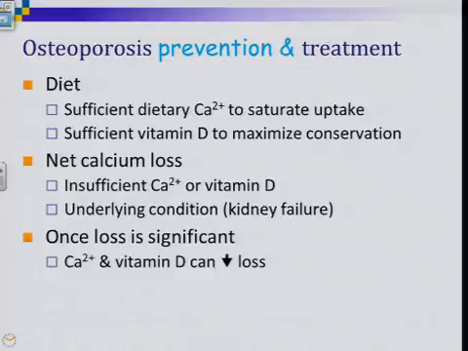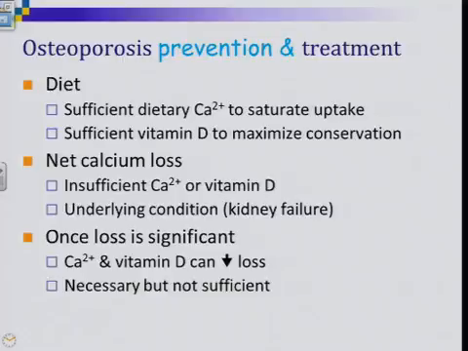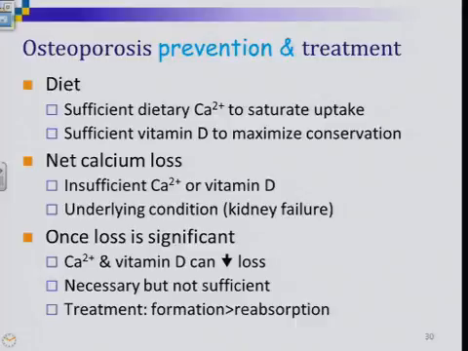But once the loss is significant, calcium and vitamin D can decrease the rate of the loss by readjusting the diet. But you're not going to reverse it because of the whole homeostatic mechanism we talked about. You simply can't move the calcium concentration in the bloodstream very much. So it's hard to reverse a long-term deficiency just through diet. In fact, it's probably impossible. So sufficient vitamin D and calcium are necessary, but not sufficient. What's needed then is usually some sort of pharmacological treatment that favors bone formation over reabsorption.